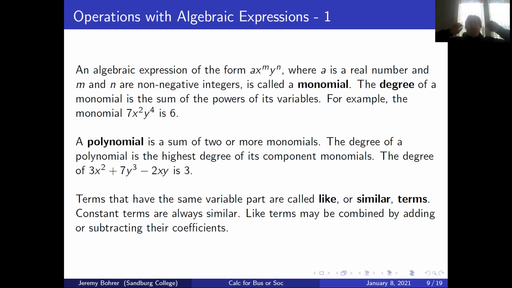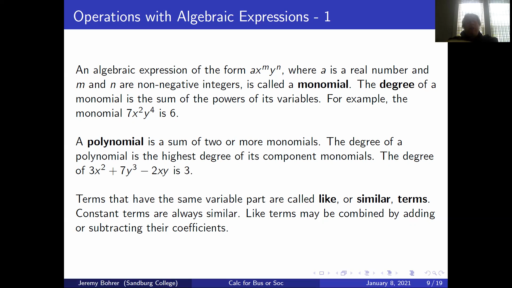An algebraic expression of the form a x to the m, y to the n, where a is a real number and m and n are non-negative integers, is called a monomial. The degree of the monomial is the sum of the powers of its variables. For example, the monomial 7x squared times y to the fourth has degree 6.